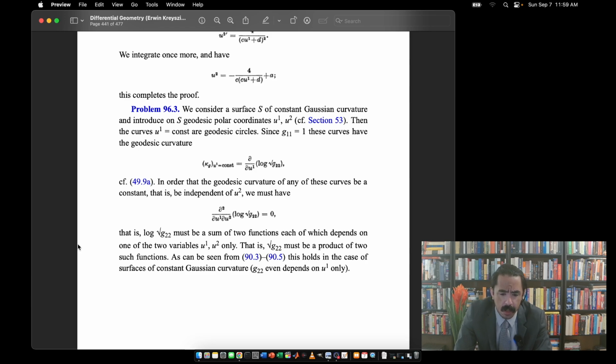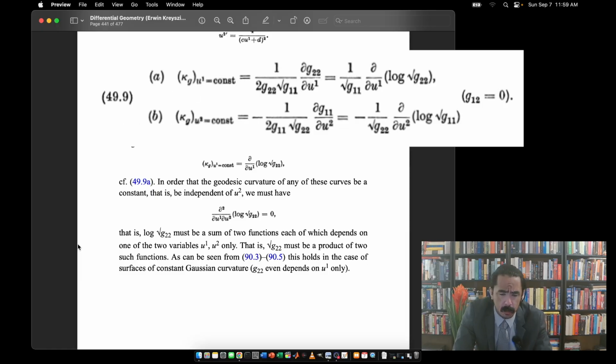We consider a surface capital S of constant Gaussian curvature and introduce on capital S geodesic polar coordinates u1 and u2. Again, refer back to section 53, which in the midst of chapter 5 on geodesics, was on geodesic polar coordinates. Then the curves where u1 is equal to a constant are geodesic circles. Since g sub 1 is equal to 1, these curves have the geodesic curvature kappa sub g at u1 equal to a constant equals partial u1 of the logarithm of the square root of g sub 2, for which refer to, again, expression 49.9a, which I read at the beginning of this episode.